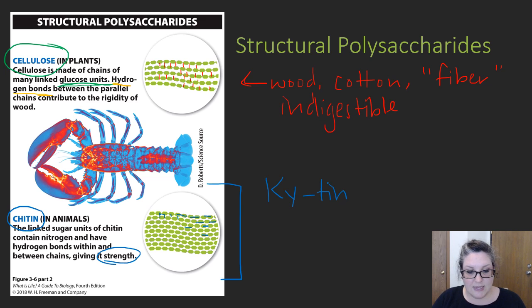So it's a more complex structure, and it's extremely hard and strong. And this makes up insect exoskeletons, and also the cell walls of fungi.